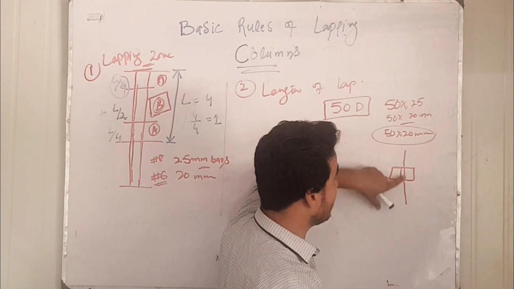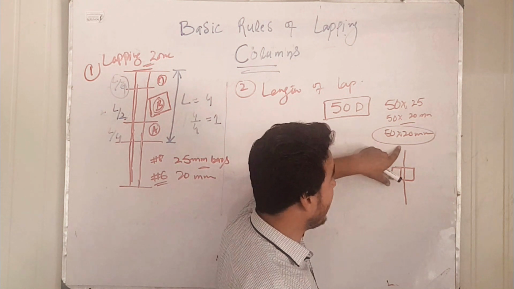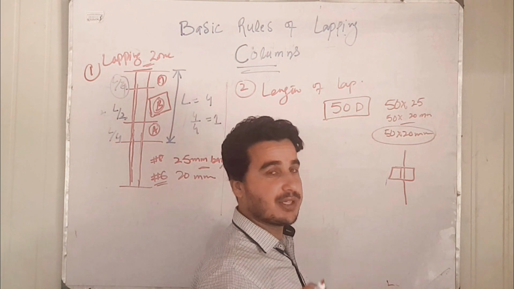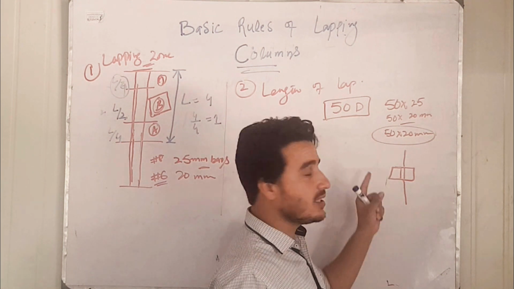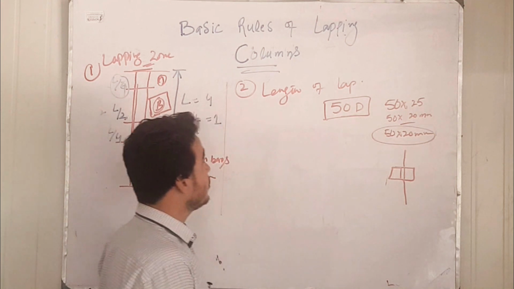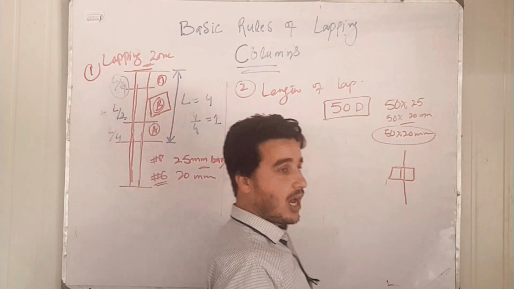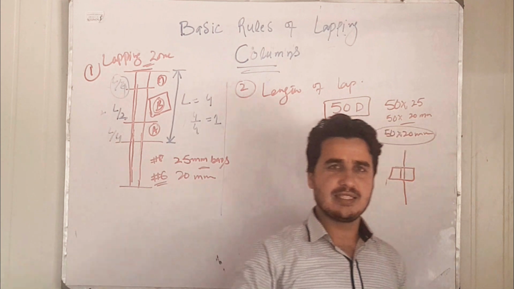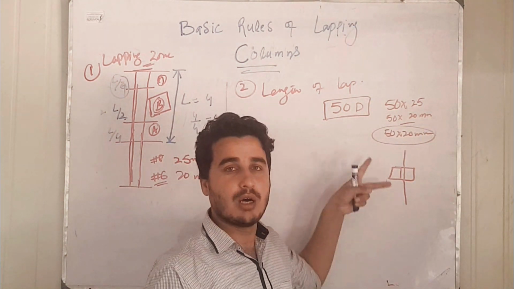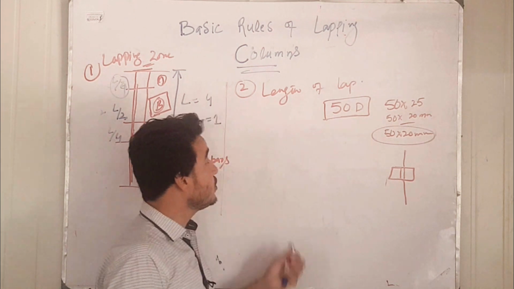If this is number 6 and this is number 4, then you should have taken the number 4 diameter, and if it is 8 and 6, you'll have to take the diameter of number 6 bar. Okay, so this is rule number 2: the length of the lap shall be taken as 50 times the least diameter between these two bars. Okay, so this was rule number 2.